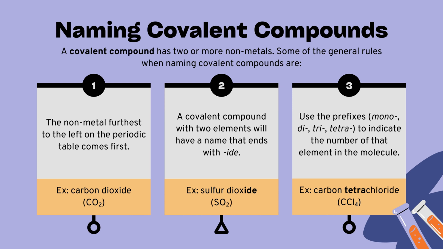Naming covalent compounds. A covalent compound has two or more nonmetals. Some of the general rules when naming covalent compounds are: the nonmetal furthest to the left on the periodic table comes first. For example, carbon dioxide. A covalent compound with two elements will have a name that ends with "ide." For example, sulfur dioxide. Use the prefixes mono-, di-, tri-, tetra- to indicate the number of that element in the molecule. For example, carbon tetrachloride.